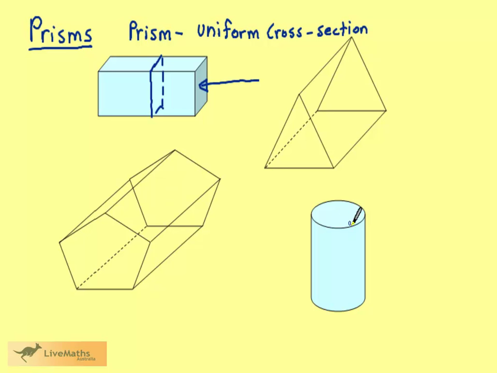Here we have a cylinder. A cylinder has a uniform cross-section. That cross-section is a circle. Strictly speaking, this is not a prism.